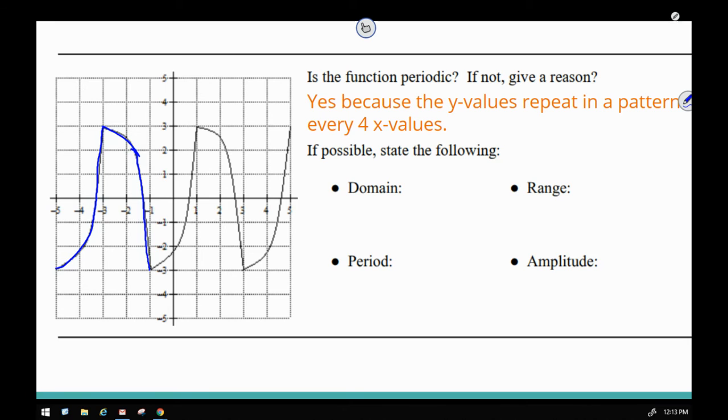So it is periodic because the y values repeat in a pattern every 4 x values. So from -5 to -1 is one cycle. And then the next 4, it repeats. And then you can see if you went 4 more, it would repeat again. That's why it repeats every 4 x values.